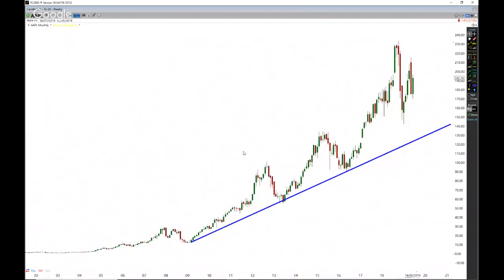And once again, we can see even with Apple, right? We can see how this was channeling really nicely. Look at that through there, right? So it's more like an area. It's not an exact finite number, but notice how this overall monthly chart, right?